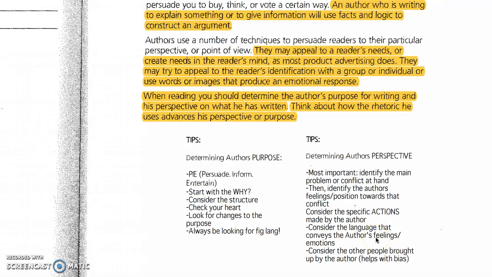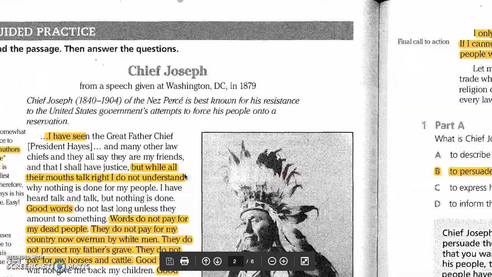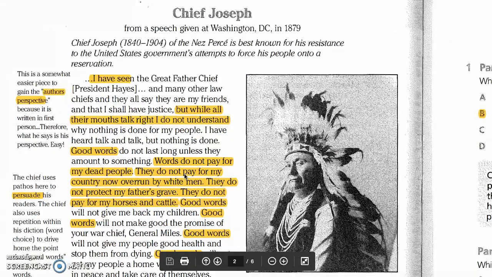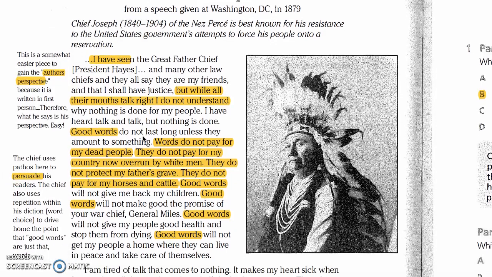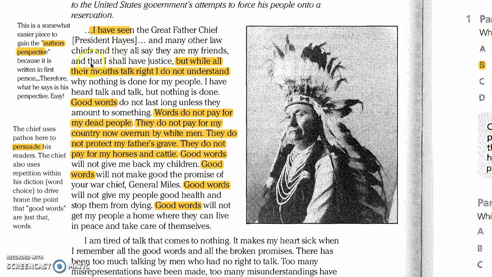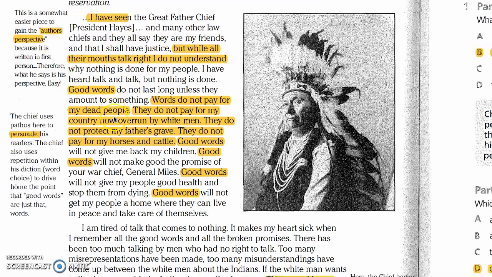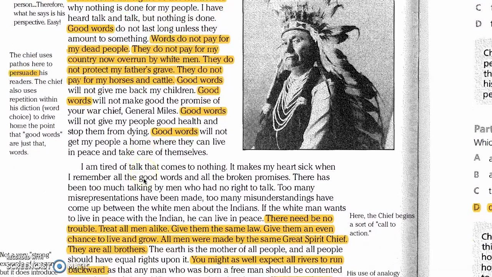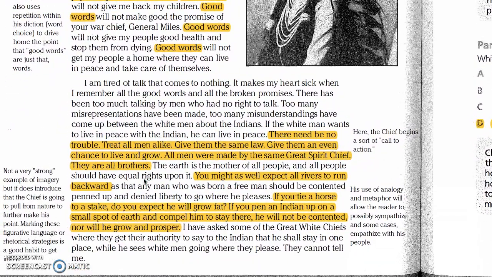And then finally, consider the other people that have been brought up by the author. This helps with bias. In this case, since it's a persuasive piece, he's going to bring up other members that allow him to further his point. He brings up President Hayes, other law chiefs that are his friends and that say I shall have justice. He also brings up his own people, children. There are not too many folks in here that offer their own opinions, but there are many individuals that he brings up that also allow the reader to feel some pathos.